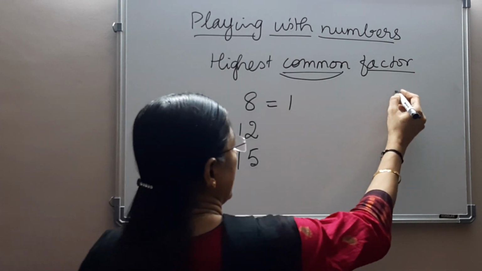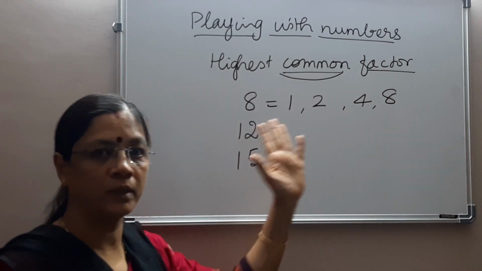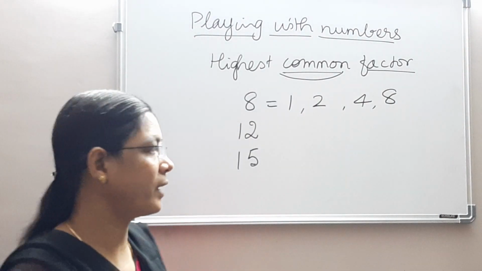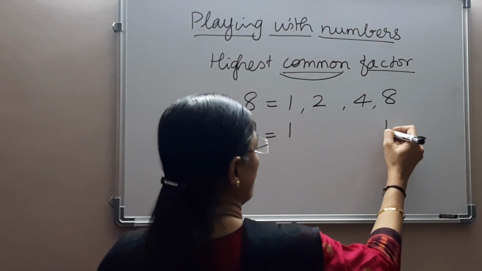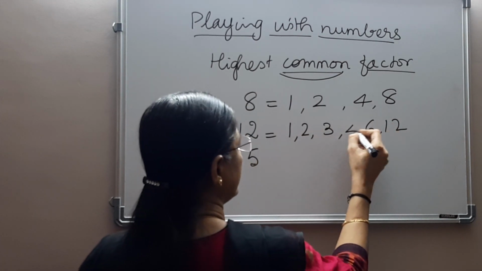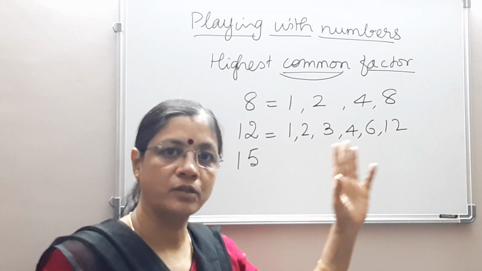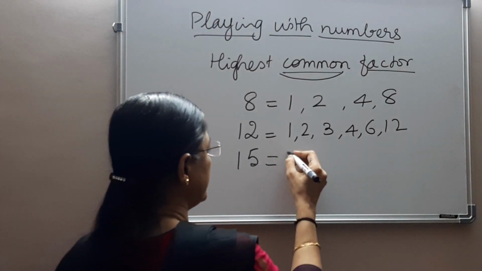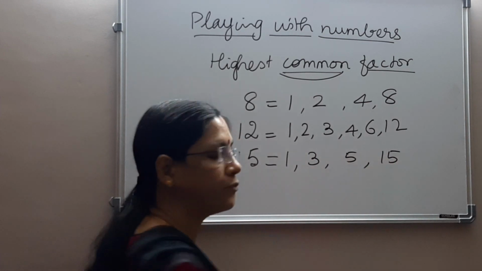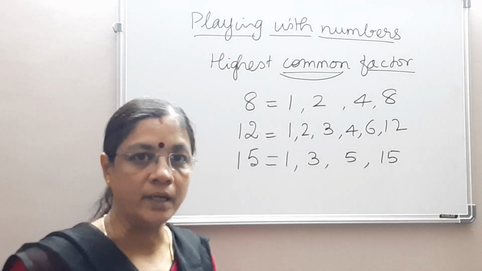See, 1 eights are 8, 2 fours are 8. So I am done with the factors of 8. 1 eights are 8 and 2 fours are 8. So these are the factors of 8. And now for 12, 1 twelves are 12, 2 sixes are 12 and 3 fours are 12. So now this is the list of factors for 12. And now for 15, 1 fifteens are 15 and 3 fives are 15. So we have listed out the factors of these 3 numbers.